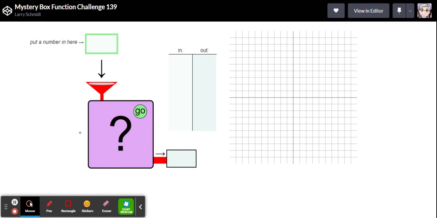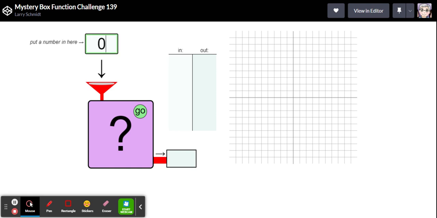Hello everybody and welcome to another mystery box function challenge. In this purple mystery box we have some math and your challenge is to figure out what that is. You can use the link in the description to try this out, and when you think you've got an idea, come on back, see if we get the same thing.